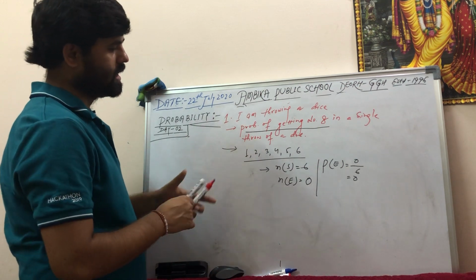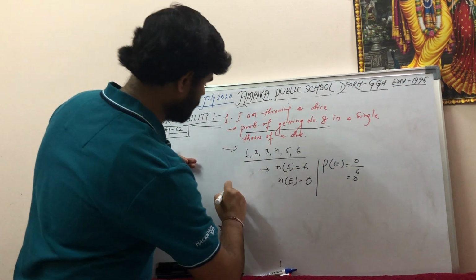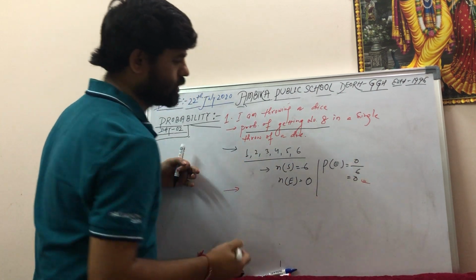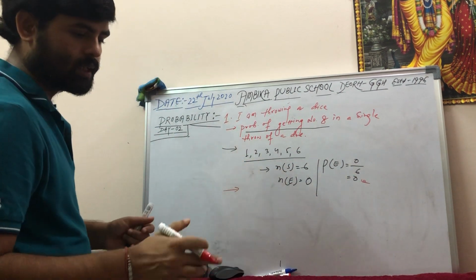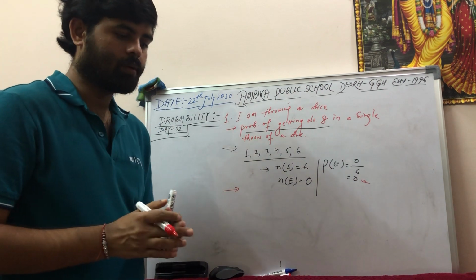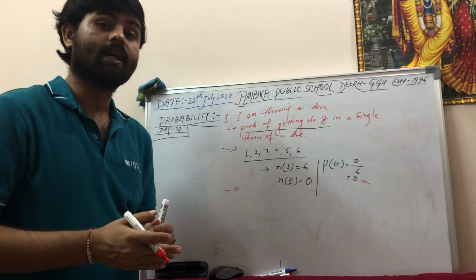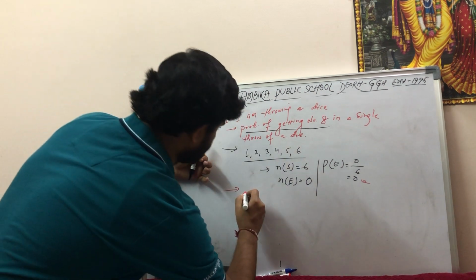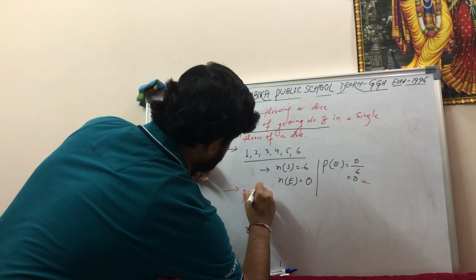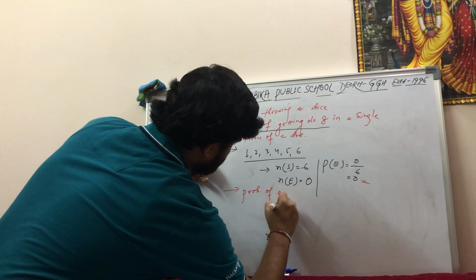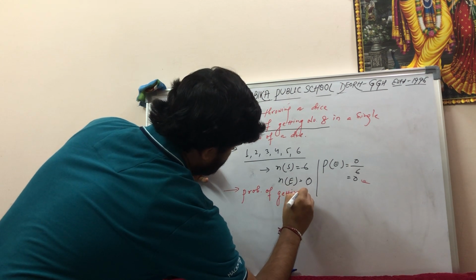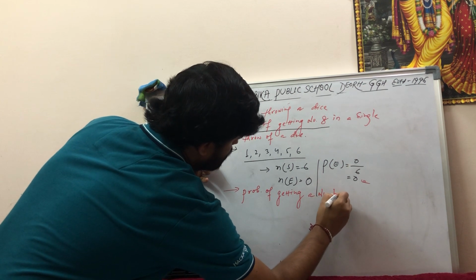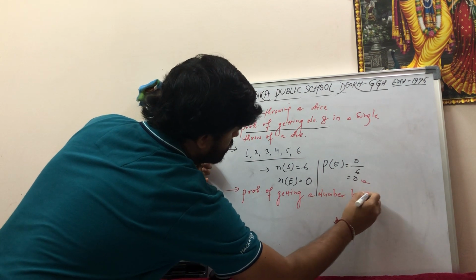Okay, you just keep it in mind. I am giving another question and then we'll describe what is the meaning of 0 and what is the meaning of another value. So another question is, what is the probability of getting a number less than 7 in a single throw of a dice? Probability of getting a number less than 7.